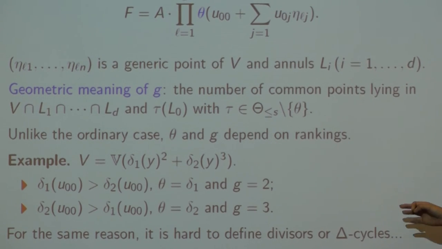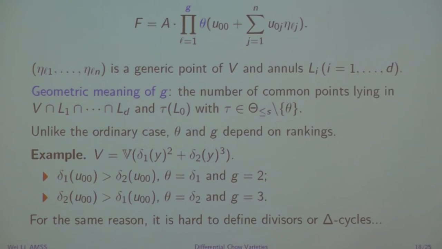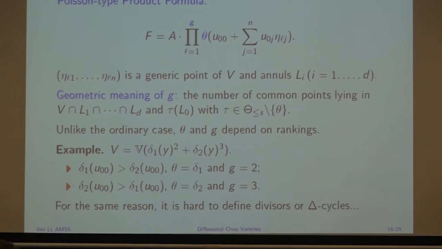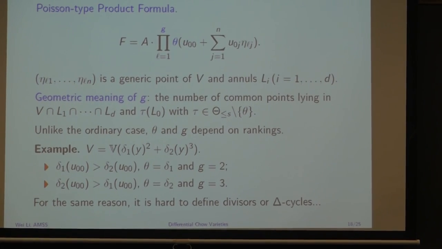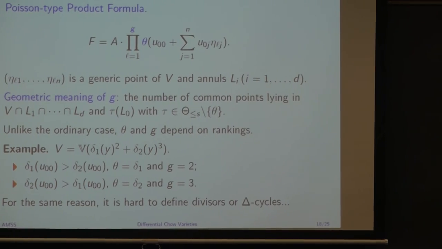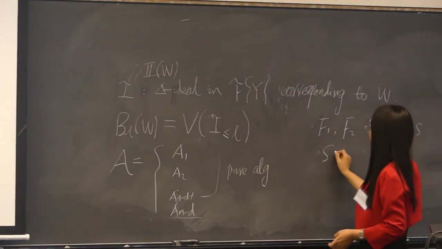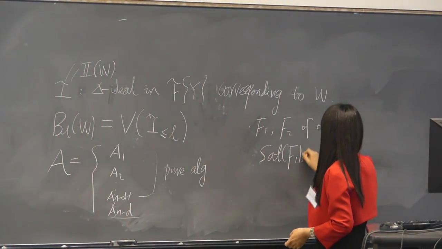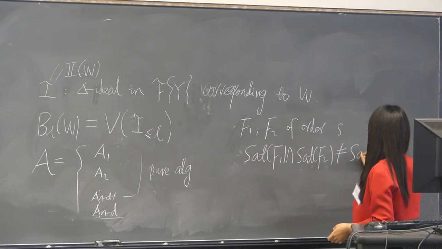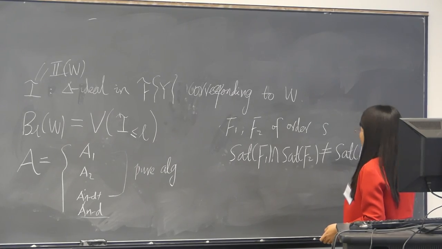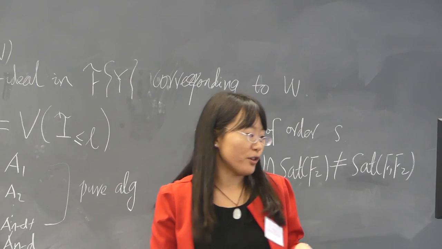And this makes it difficult to define divisors of differential cycles in the partial case, because for F1, F2 of the same order, you cannot make sense of this. In general, this is not true. But in the ordinary case, it's true. So we cannot define the differential cycles here.